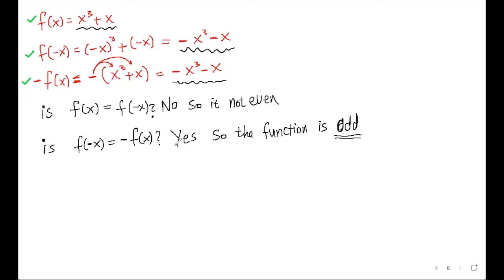Any questions for this one, for the first example? Okay, for the second example, who will do the second one?